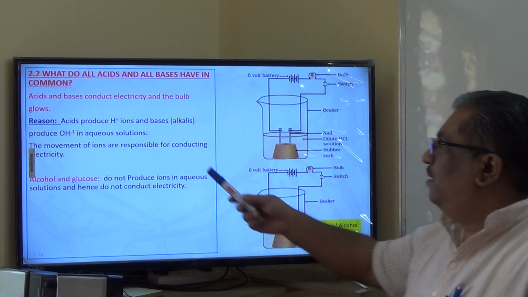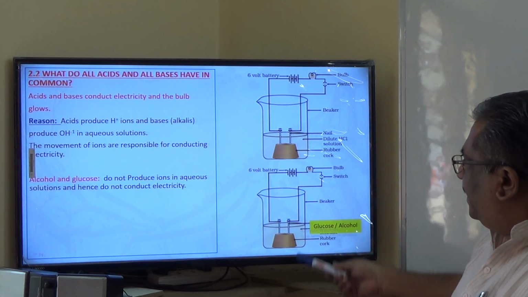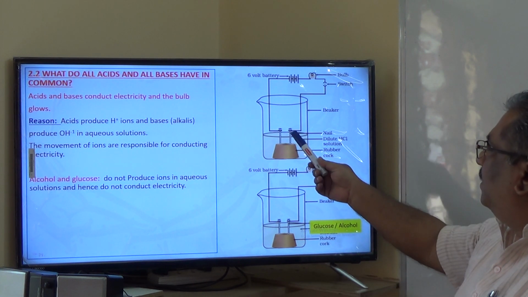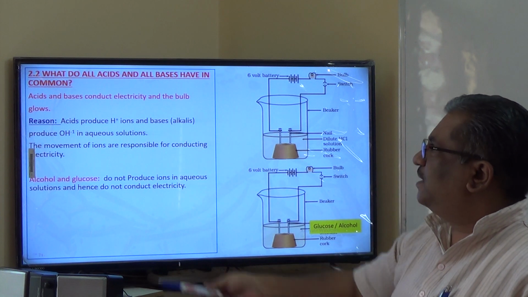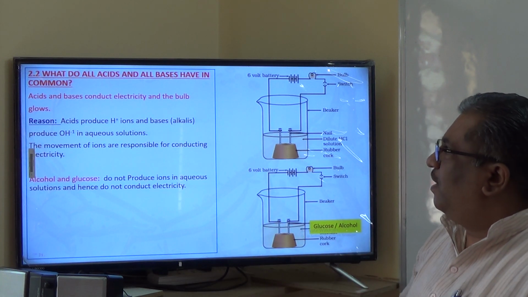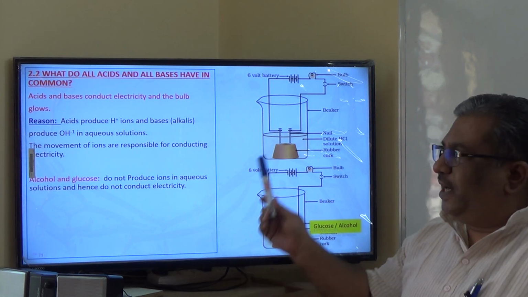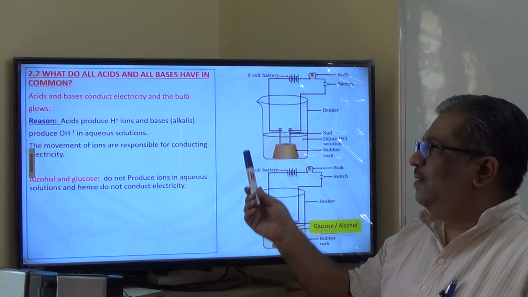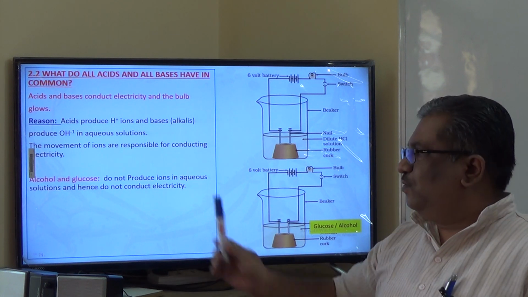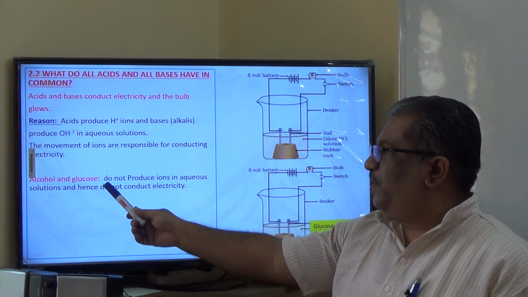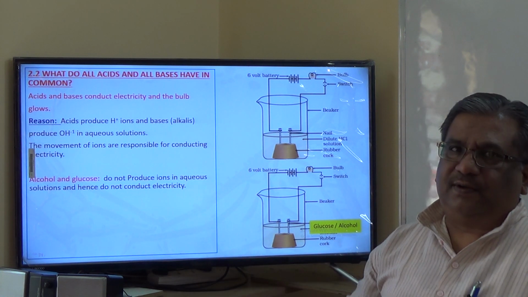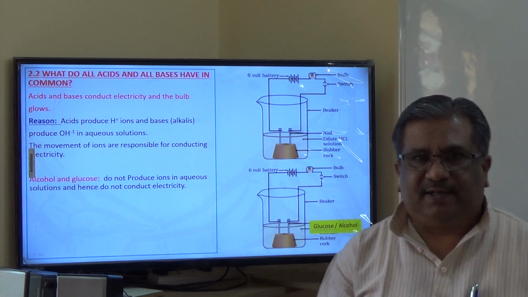Here this is simple. These two activities. This is how the setup is established, and note down these contents and the diagrams. Remember, you will be asked a question to describe an activity to show that acids and bases conduct electricity, whereas glucose or alcohol do not conduct electricity, by giving an explanation saying that they do not produce ions. I hope you have understood. Please note down the contents.